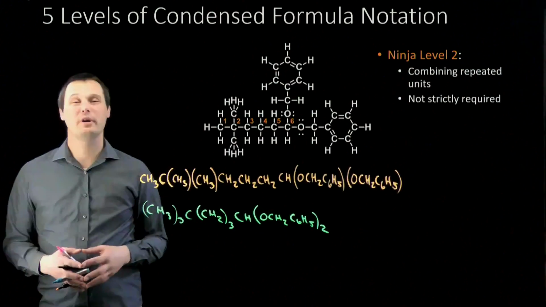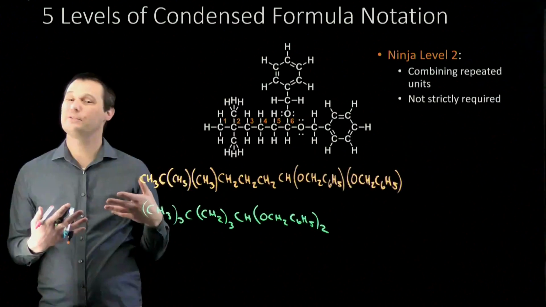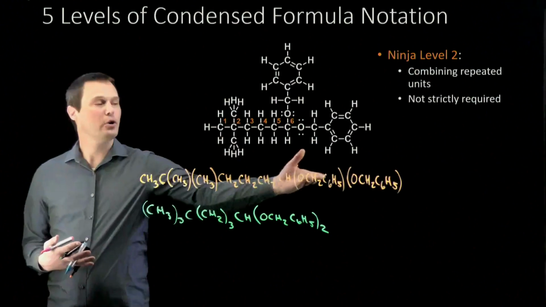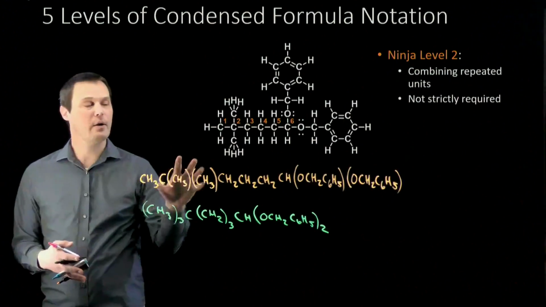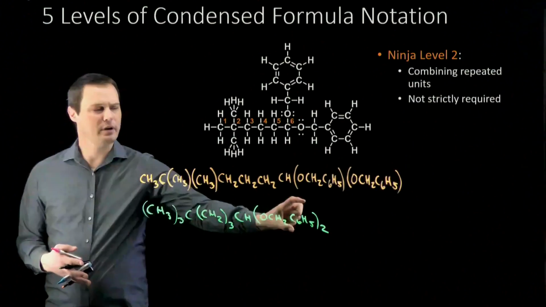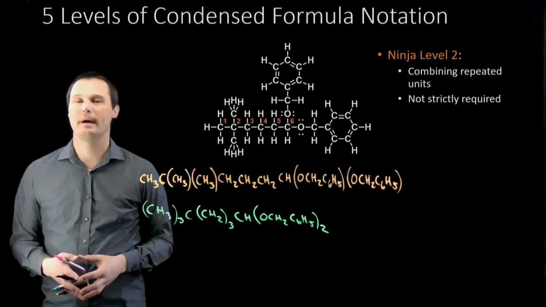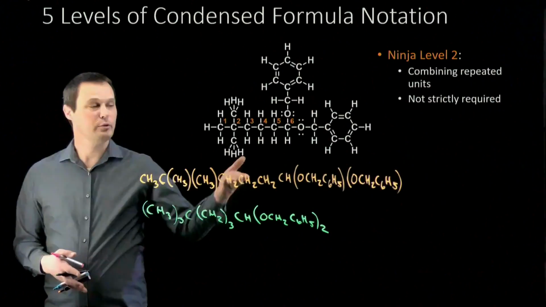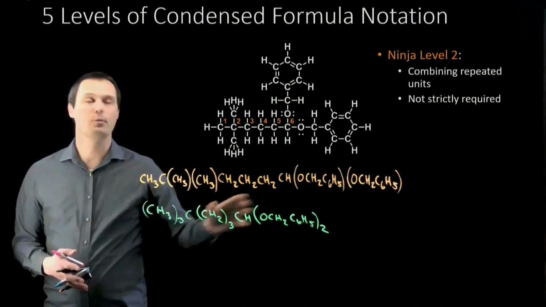It is also worth pointing out that combining these groups is not strictly required. You can draw out the entire condensed formula without combining any of the like groups. There's nothing illegal about doing that. It's just much more condensed and much more efficient when you can combine the like groups. These are the same condensed formulas representing the same structure. One is just more efficient than the other.